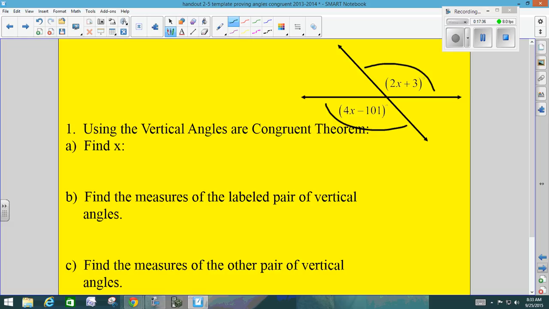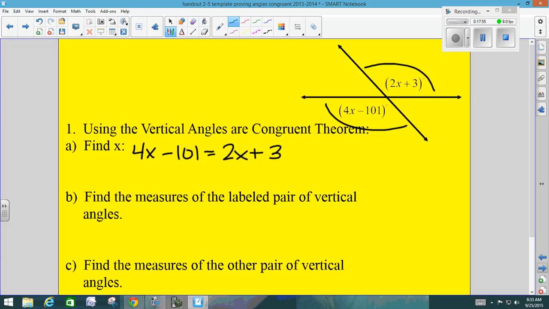Kate. Yeah, set them equal to each other. 4x minus 101 equals 2x plus 3. Now use your awesome algebra skills. Combine like terms. You want to move 4x to the right or 2x to the left?